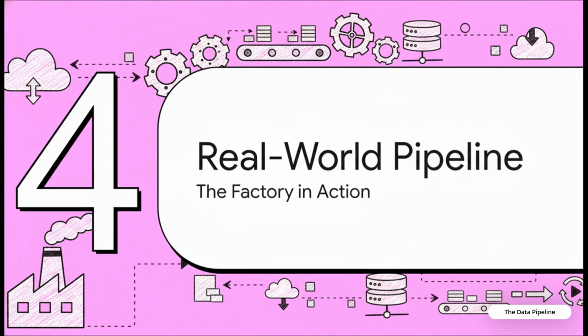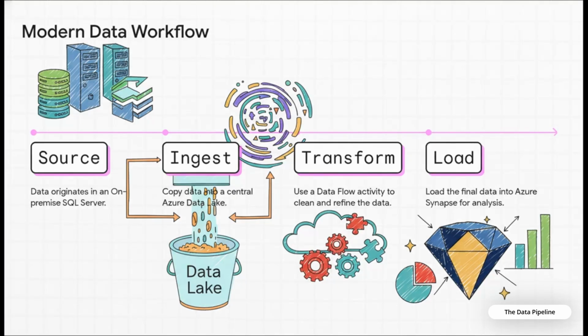Okay, so we've seen all the individual tools. Now let's see how they all come together on the factory floor. Here's a look at what a really common, real-world data pipeline looks like when it's up and running. This is a classic, powerful workflow you'll see all the time. So, we start at the source, raw data sitting on a company's internal server. First, a copy activity ingests that data, just pulling it into a central data lake. Next, a transform activity, maybe a data flow, gets to work cleaning it, reshaping it, and making it better. And finally, we load that nice, clean data into a high-performance analytics engine like Azure Synapse. That's where it's ready for business reports and dashboards.